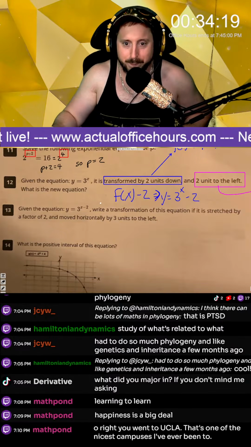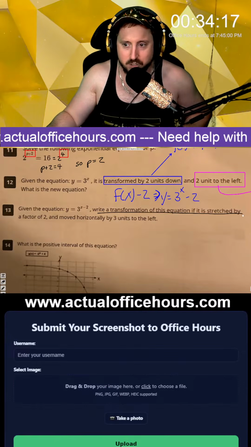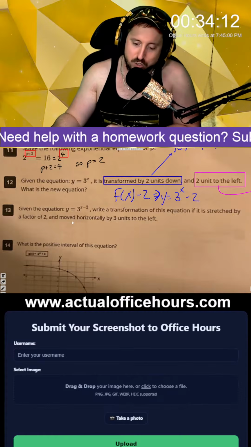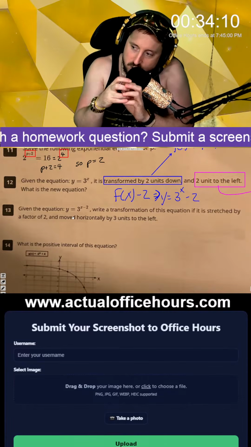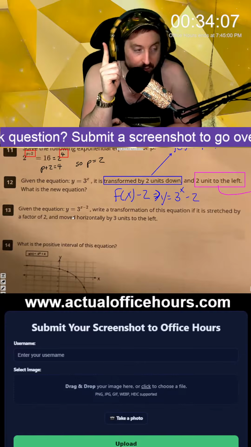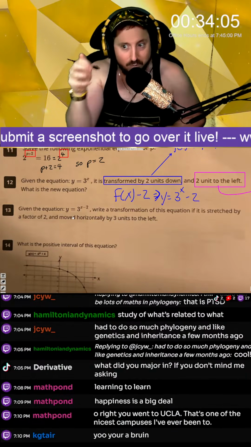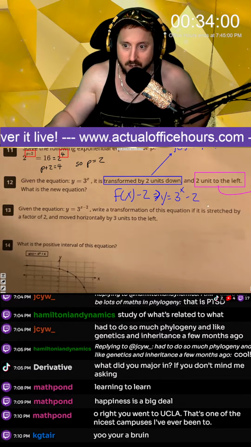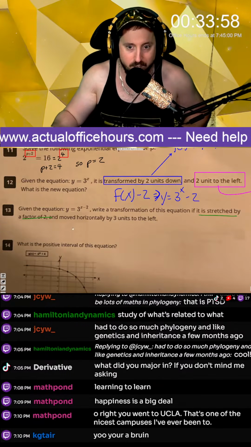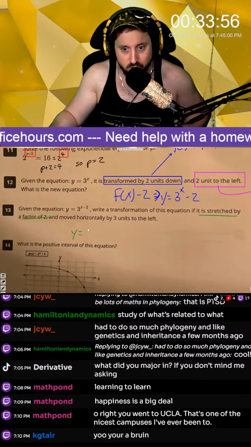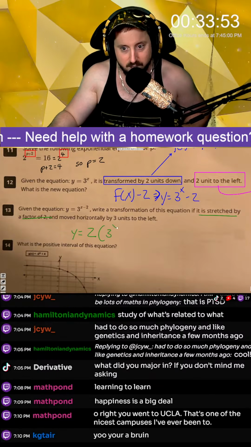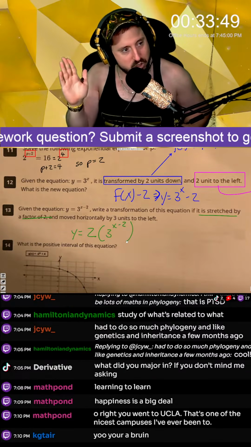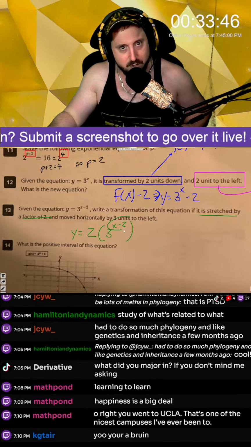All right, so let's see this one. Write a transformation of this function if it is stretched by a factor of 2. Okay, stretched which way, though? Stretched horizontally or stretched vertically? Those are 2 different things. I assume they mean vertically stretched. Okay, so in that case, stretched vertically would be y is equal to 2, and then we would say 3 to the x minus 2. If you want to stretch horizontally or compress horizontally, you got to do stuff this way.